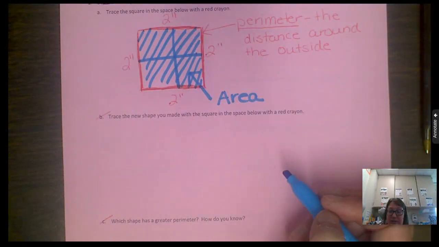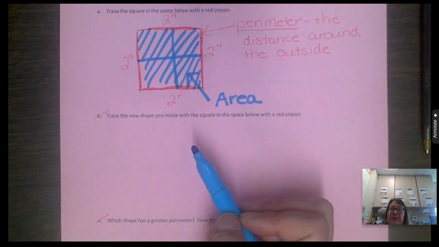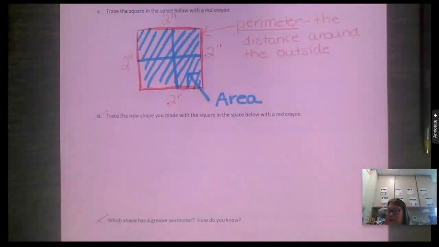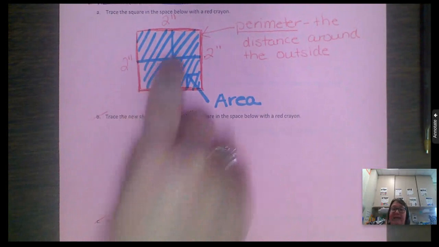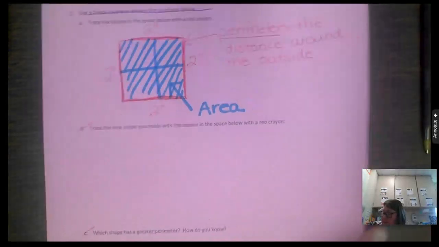And 4 is different when I say 4 square units. That's not 4 inches, right? It's 4 squares basically to fill up the inside. So perimeter is the distance just around the outside, not having anything to do with the inside. Okay? All right, go ahead and turn the page. That's all we're doing on the front.